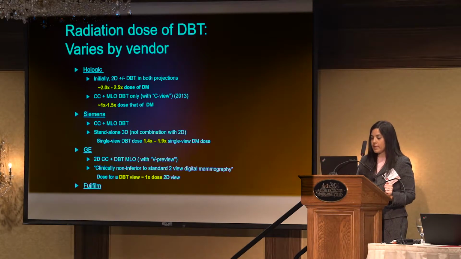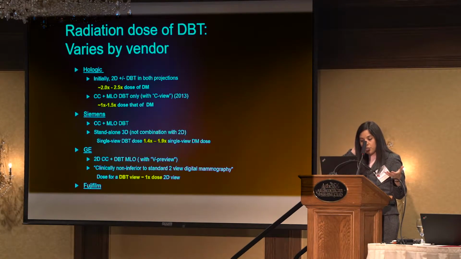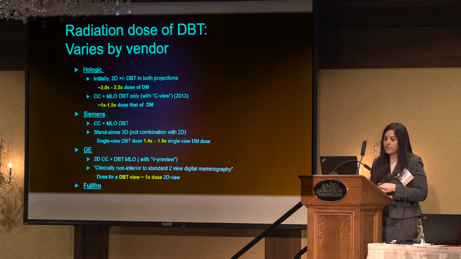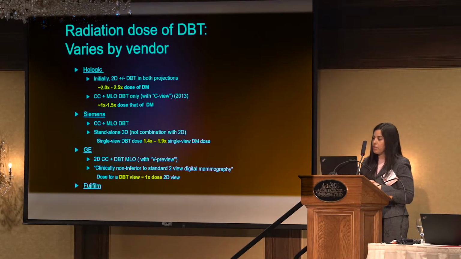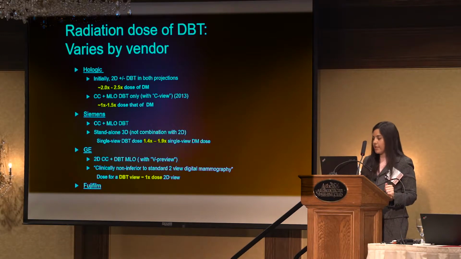And several places that use GE actually still acquire the CC tomosynthesis sweep, right? Because oftentimes invasive lobulars are best seen in the CC projection. So if you're only going to do the 2D CC with the DBT MLO, you may miss those. So depending if you choose that vendor, some institutions have chosen to do the 2D CC plus the tomo CC plus the DBT MLO. And you can't skip the 2D CC because that's how it's FDA approved. So their dose is approximately the same for a DBT view as that of a 2D view. Unfortunately, I don't have much information on Fujifilm since it's kind of newer to the market, but more to come on that.